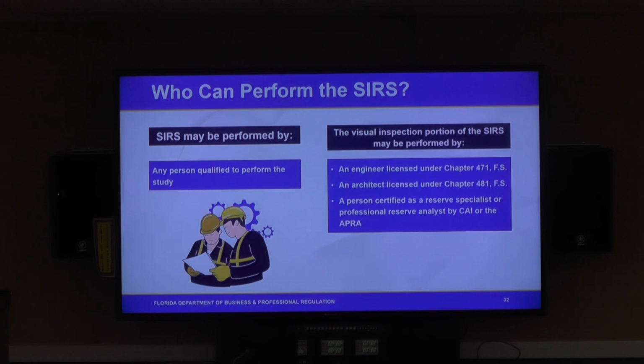So who can perform the study? Any person qualified to perform the visual inspection. It can be an engineer licensed under Florida Statute Chapter 471, an architect licensed under Florida Statute Chapter 481, or a person certified as a reserve specialist by CAI, which stands for Community Associations Institute, or a Professional Reserve Analyst by APRA, which stands for the Association of Professional Reserve Analysts.